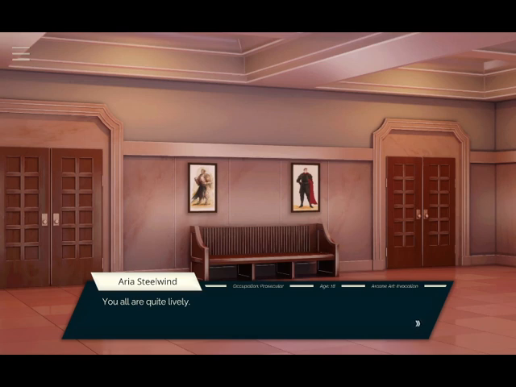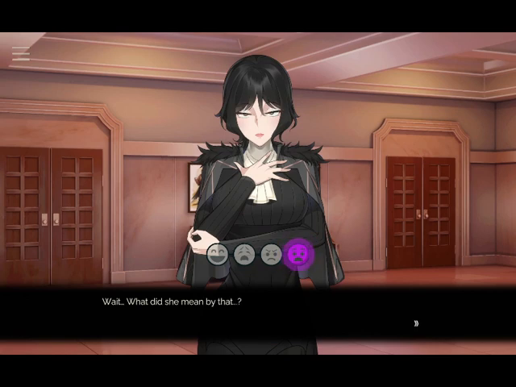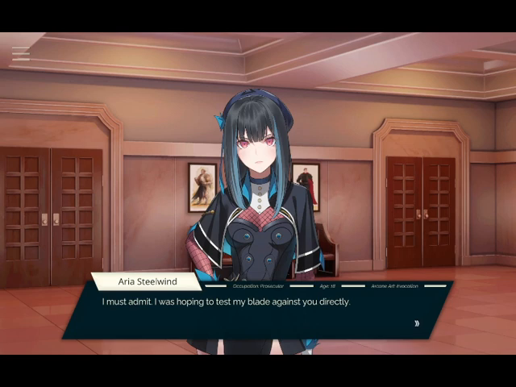You all are quite lively. There is no need for further hostility. Though, I wouldn't have expected any less from the Hound of the Eye Taker. Wait, what did she mean by that? You glance at Miss Tamora, but when she meets your gaze, she immediately looks away. It's like she's focusing. Almost as if to protect yourself from a certain eye. I must admit, I was hoping to test my blade against you directly. However, your protege proved to be a worthy adversary.